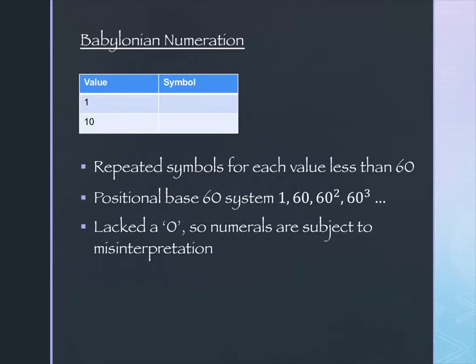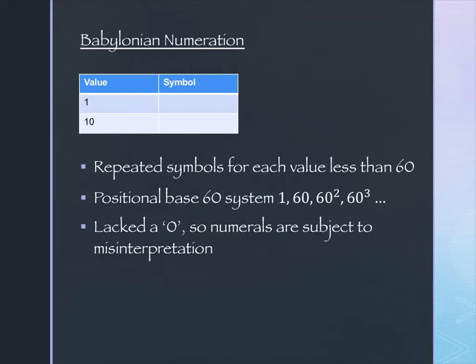The Babylonian numeration system has repeated symbols for values less than 60. Okay, that doesn't mean we write 60 symbols out, but if we have a number less than 60, we're going to repeat some symbols to get things. If the number is bigger than 60, they use a positional system.